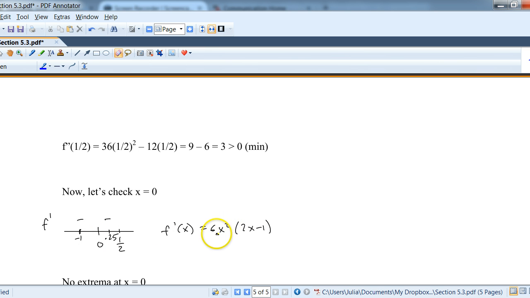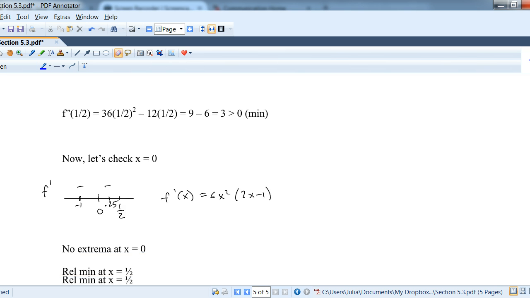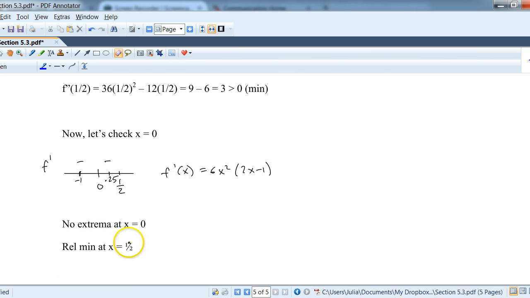If it's negative 1, remember how we can plug in both the front and in parentheses. We get positive outside because it's x squared, but inside the parentheses negative 1 will give us negative, so the whole thing is negative. If I plug in a quarter, again, outside of parentheses is positive because it's squared, but inside the parentheses 2 times a quarter is a half minus 1, which still gives us negative. So we do not have an extremum at that point, which is why the test failed. And so we just have a relative minimum at x equals 1/2.